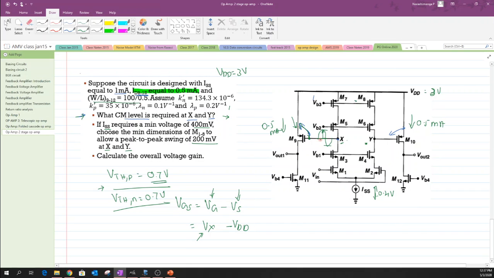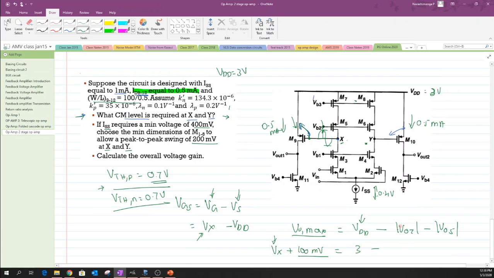Okay. So use that value and try to add 100 millivolt, and that will give us the VO max. From that we know that the value of VO max for the inner structure, or for the stage 1, can be written as VDD minus VOV7 minus VOV5. And this value of VO max can be written as Vx, which is the common mode voltage, plus this 100 millivolt.